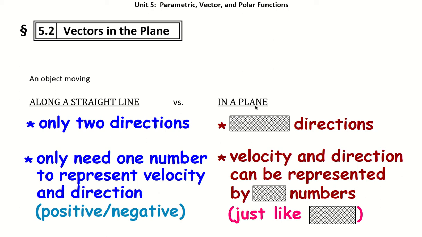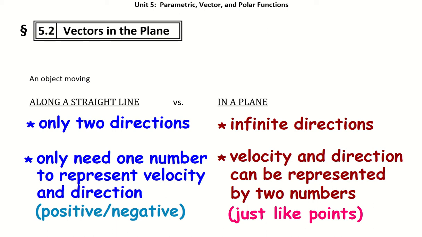Okay? Now, if an object was moving in a plane, now there's infinite directions. Up, down, left, right, this diagonal, this angle, and so on. There's an infinite number of directions an object can be moving in a two-dimensional plane. The velocity and direction can be represented by two numbers, just like points. Just like coordinates of a point in the xy plane, velocity and direction of an object can be represented by two numbers.